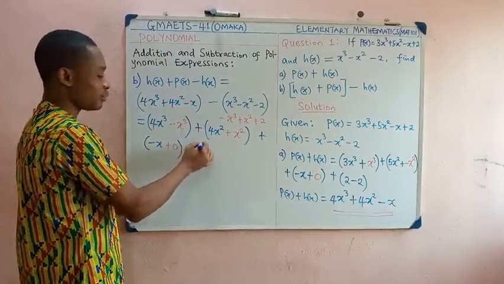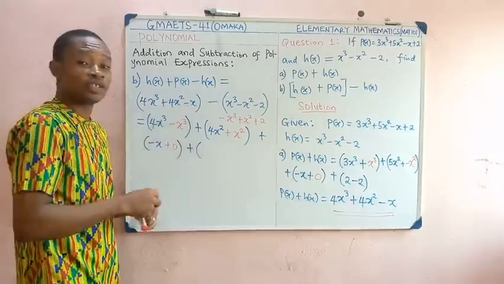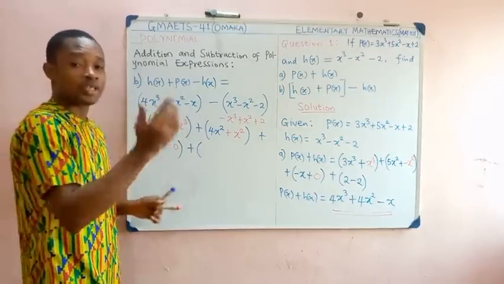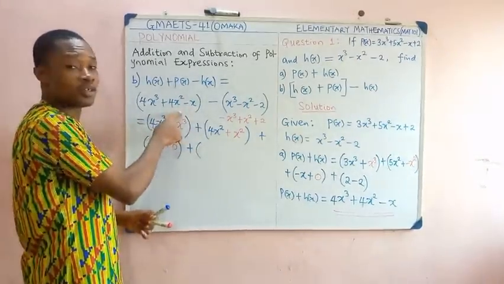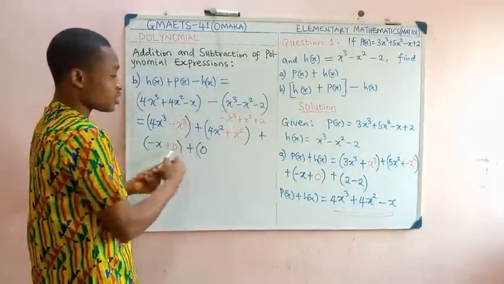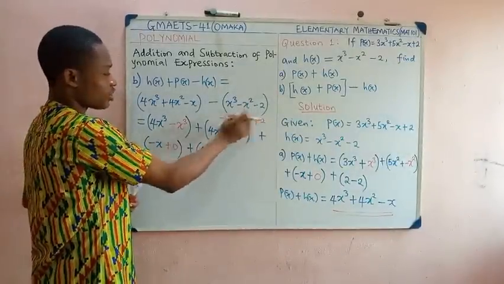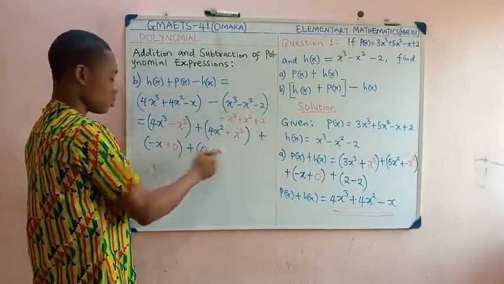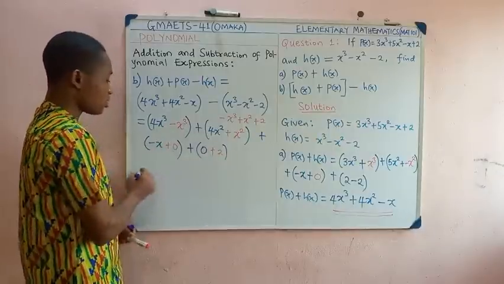Then plus, lastly, we look at terms that do not have x at all, which is the constant term. Here, is there any constant term? No. So you're going to write 0. Then you come over here, is there any constant term in this h of x here? That's going to be plus 2. Now we are done, we can now simplify.